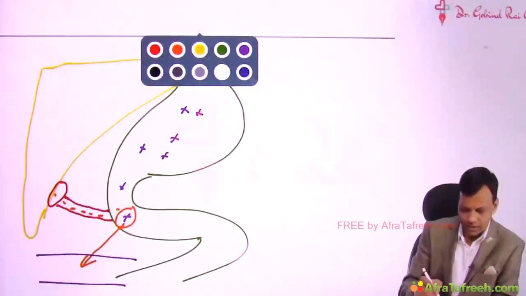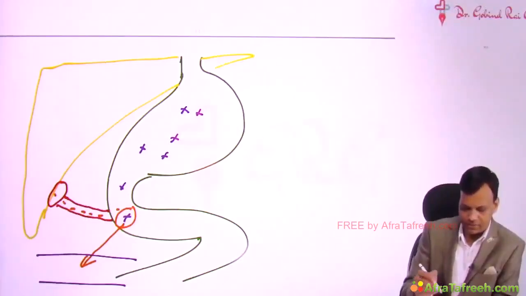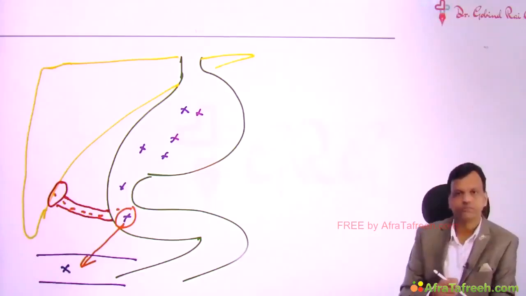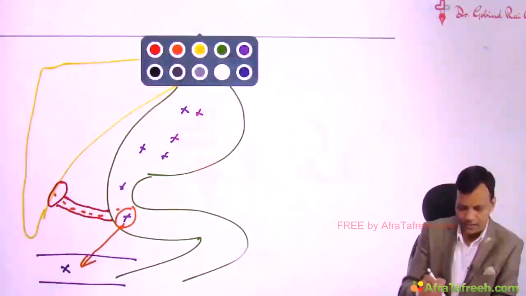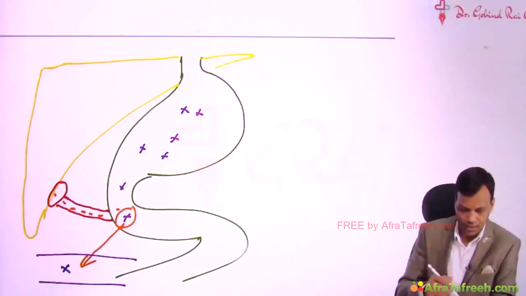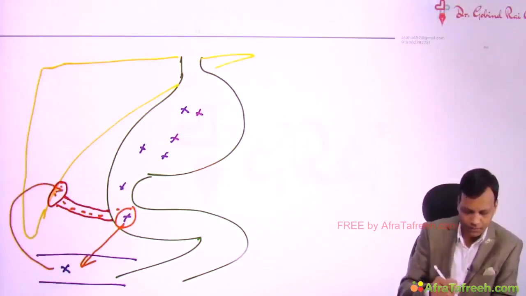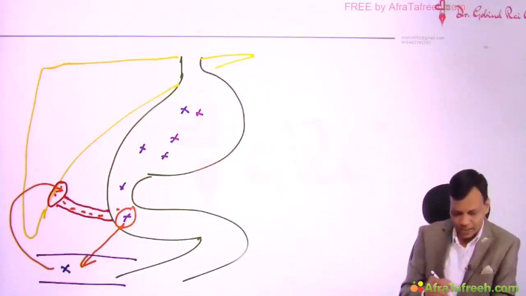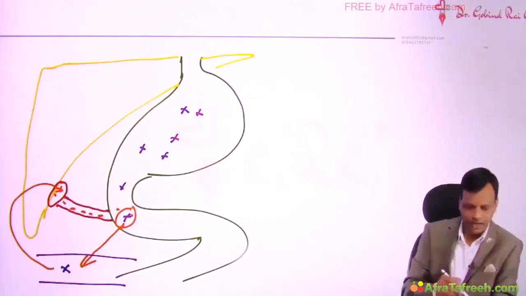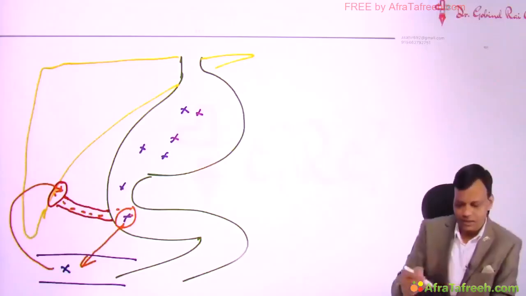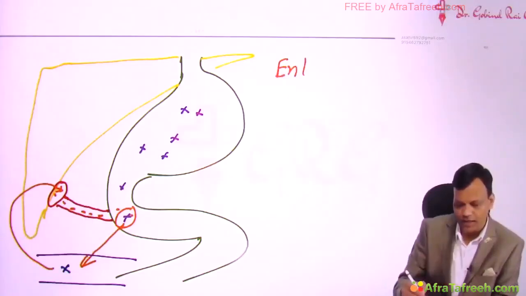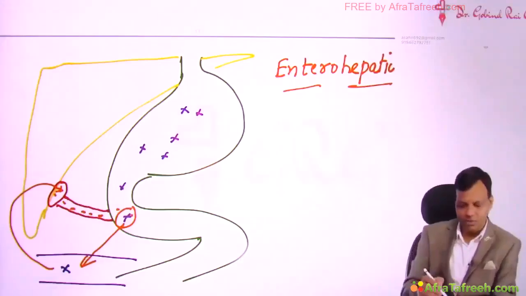After reaching the blood, bile acids will leave the substance in the blood, and then the bile acid is again secreted into the gallbladder. So bile acid will again go into the intestine, bring another substance, leave it into the blood, and again bile acid will be secreted in the gallbladder. This type of circulation is called enterohepatic cycling. Entero means intestine, hepatic means liver. So the substance is going from the intestine to liver to intestine to the liver.